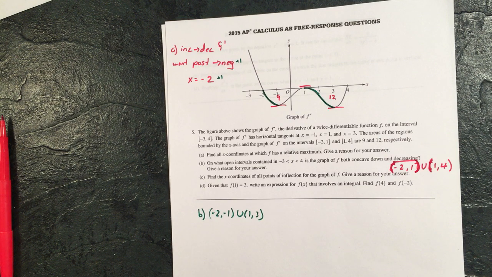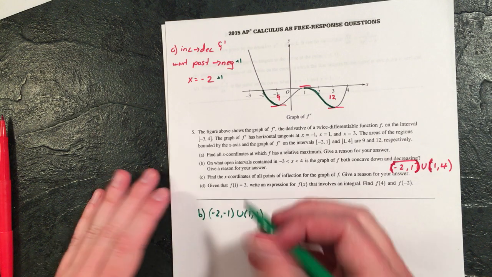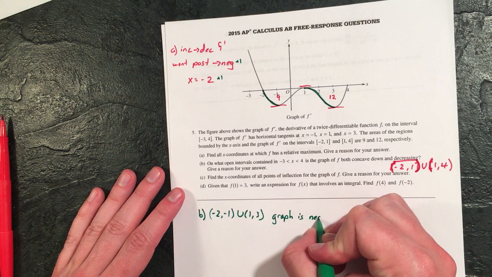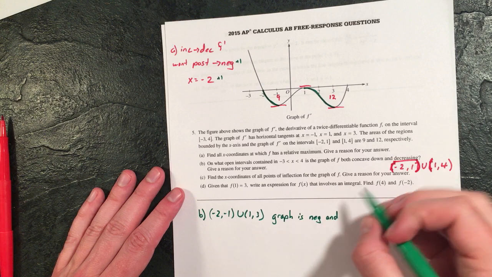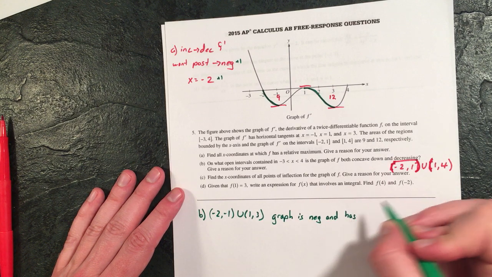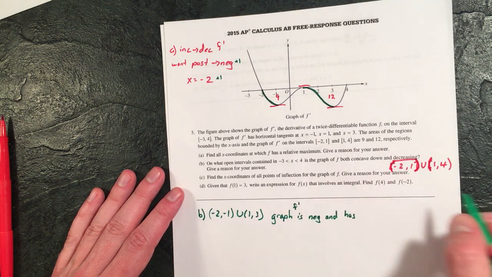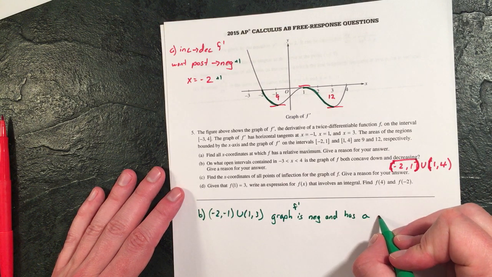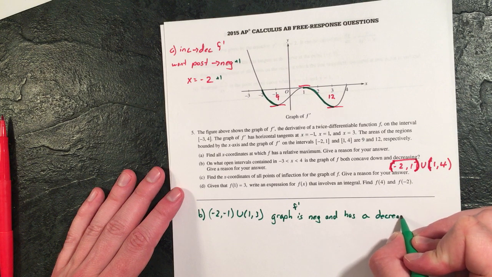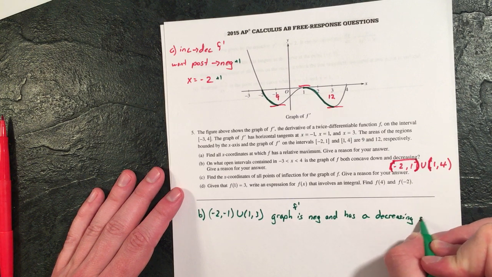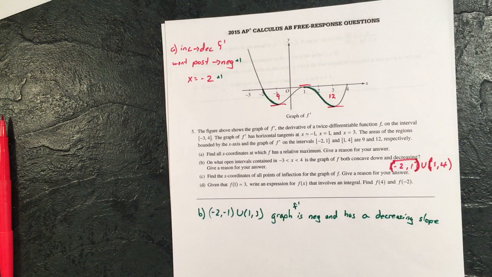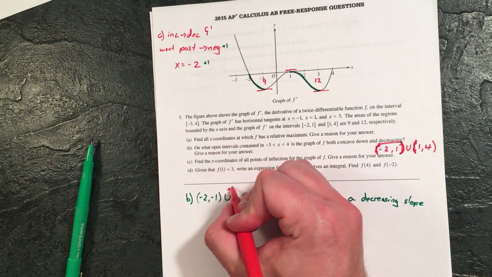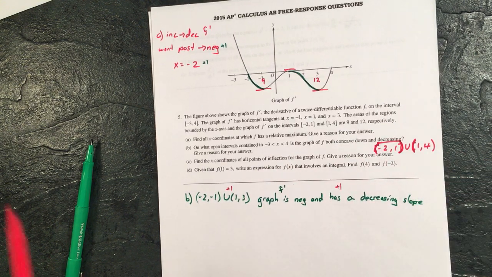And they do look for reasoning, so you have to say the graph of f prime, I guess, is negative and has a decreasing slope, negative slope, however you want to phrase it. And that's a 2-pointer as well, one for your intervals correctly and one for your reasoning.